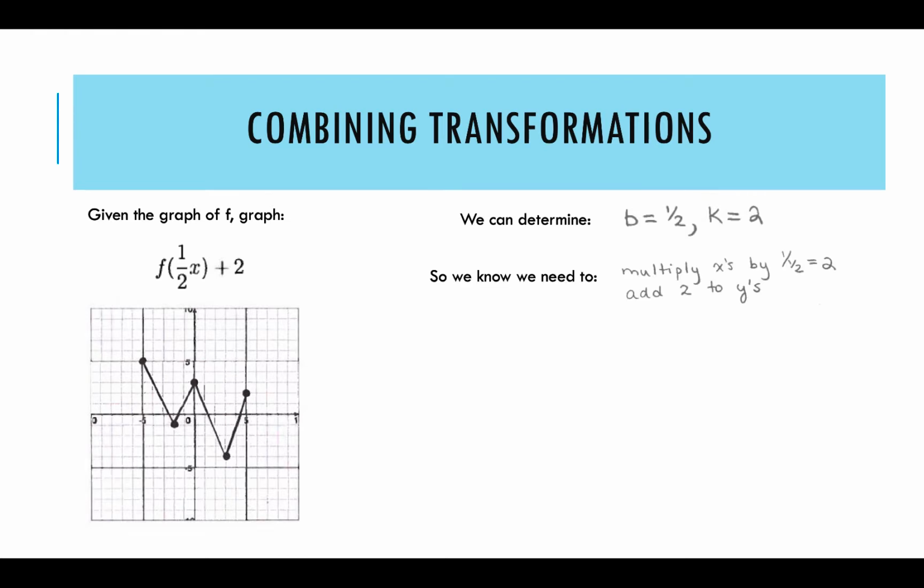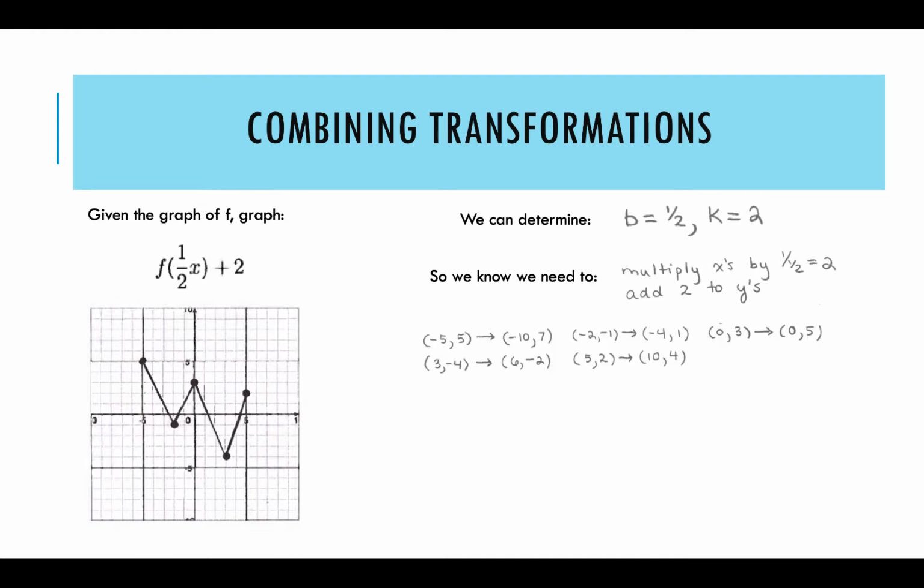So I know that my x's are going to get multiplied by the reciprocal of 1/2, which is 2. And we're going to add 2 to the y values. So you see that depending on what the context is, I use a different part of that overview.